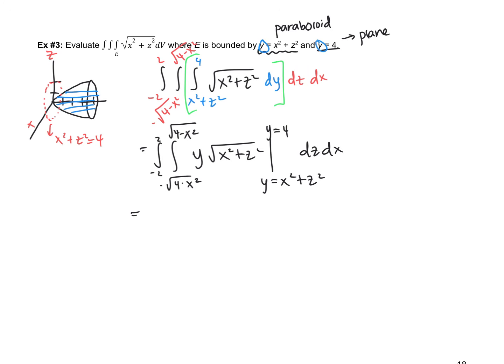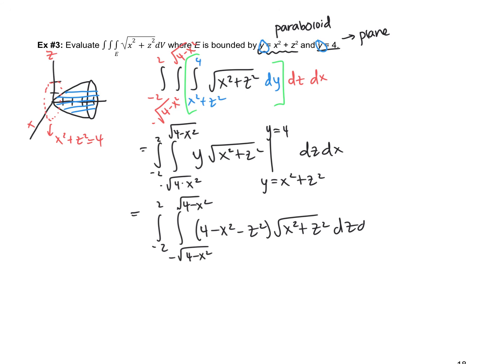Okay, so then that gives us -2 to 2, negative square root of 4 minus x squared to positive square root of 4 minus x squared. And then we have 4 subtract x squared subtract z squared times that square root of x squared add z squared, dz dx. So maybe that occurred to you, and if it did, that's great.